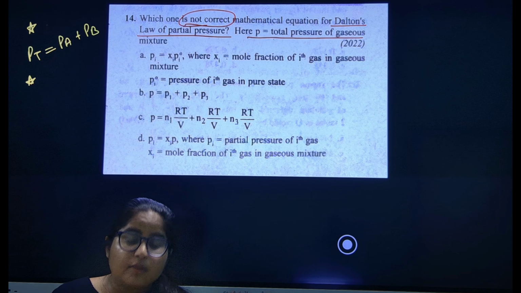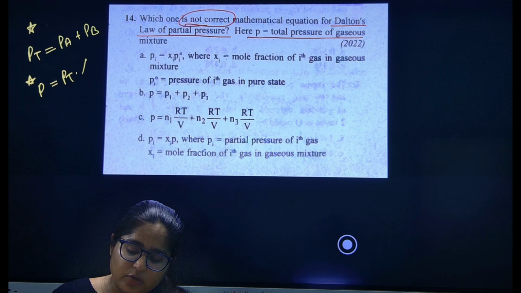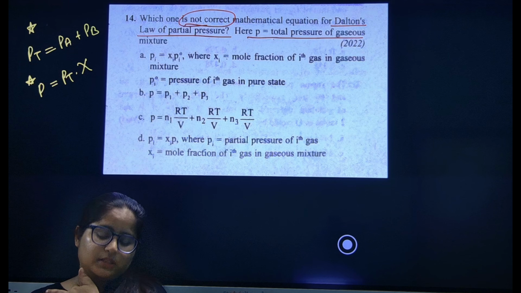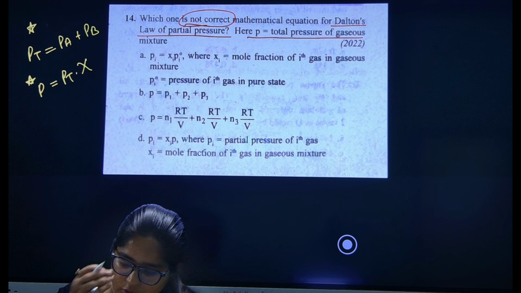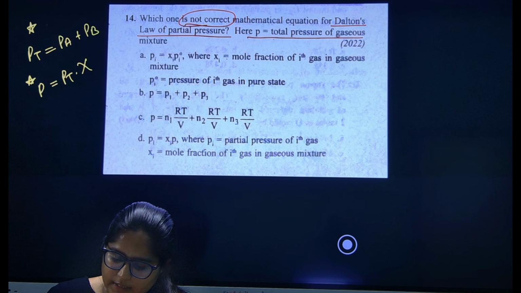Second, if I want to find out partial vapor pressure, how will I find it? Partial vapor pressure will be equal to total pressure into mole fraction. So these two formulas are given. Now let us see the first option. Pi equals Xi Pi naught, where Xi is the mole fraction of the ith gas in the gaseous mixture, and Pi naught is the pressure of the ith gas in pure state.